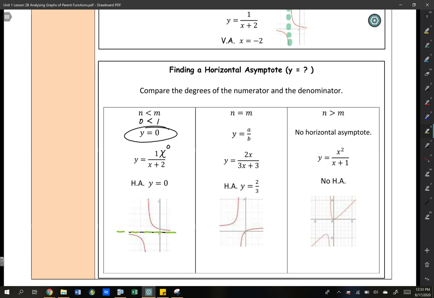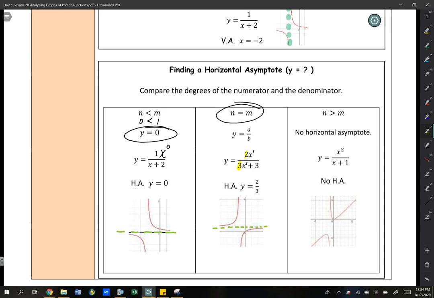Now, if we look at the next one, the degree of the numerator is 1 and the degree of the denominator is 1. So those degrees are equal. If the degrees are equal, we're going to take the coefficient in front of those terms, and that is going to be our horizontal asymptote. So in this case, we have a horizontal asymptote at y equals 2/3. So right about here is our horizontal asymptote.